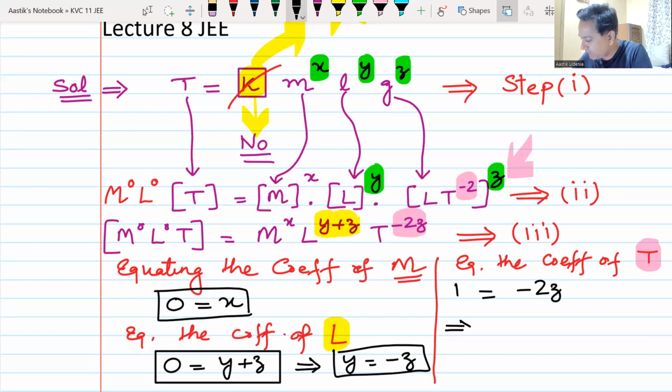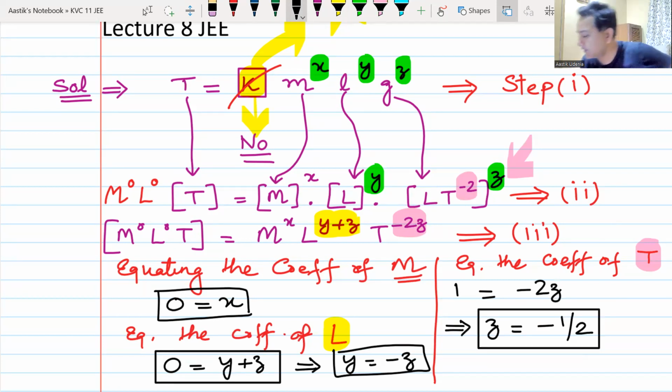From here, I can find out the value of z. Z is minus half. As soon as I get the value of z, I also get the value of y, because y is minus of z. So I get the value of y as 1 by 2.